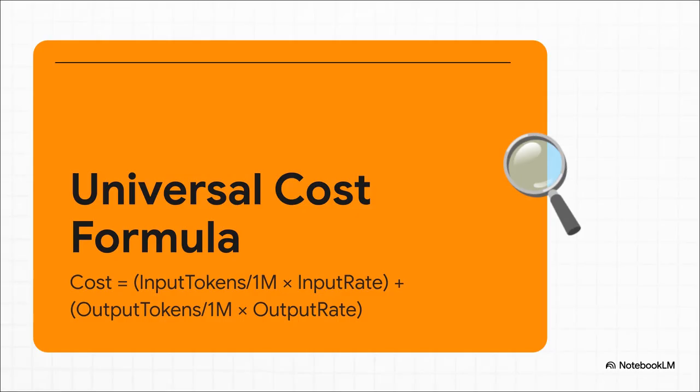So, how do you actually calculate this stuff for yourself? It's easy. It all boils down to this one universal formula. Your total cost is just your input tokens times the input rate, plus your output tokens times the output rate. This simple bit of math is behind every single API bill you'll ever get.